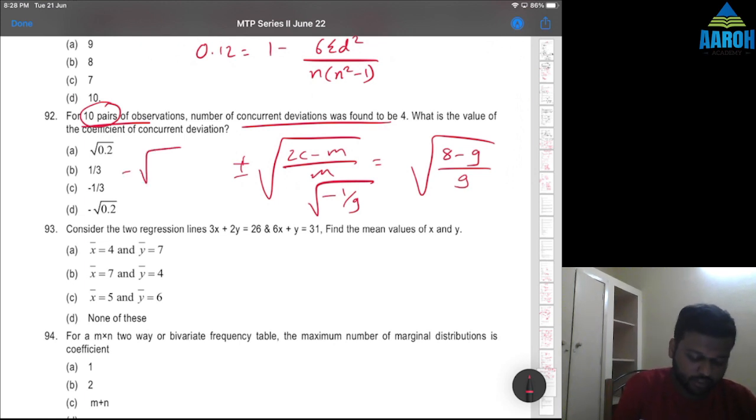We take that minus sign outside. So minus of square root of 1 by 9, so minus 1 by 3 is the correct answer, option C for question 92.